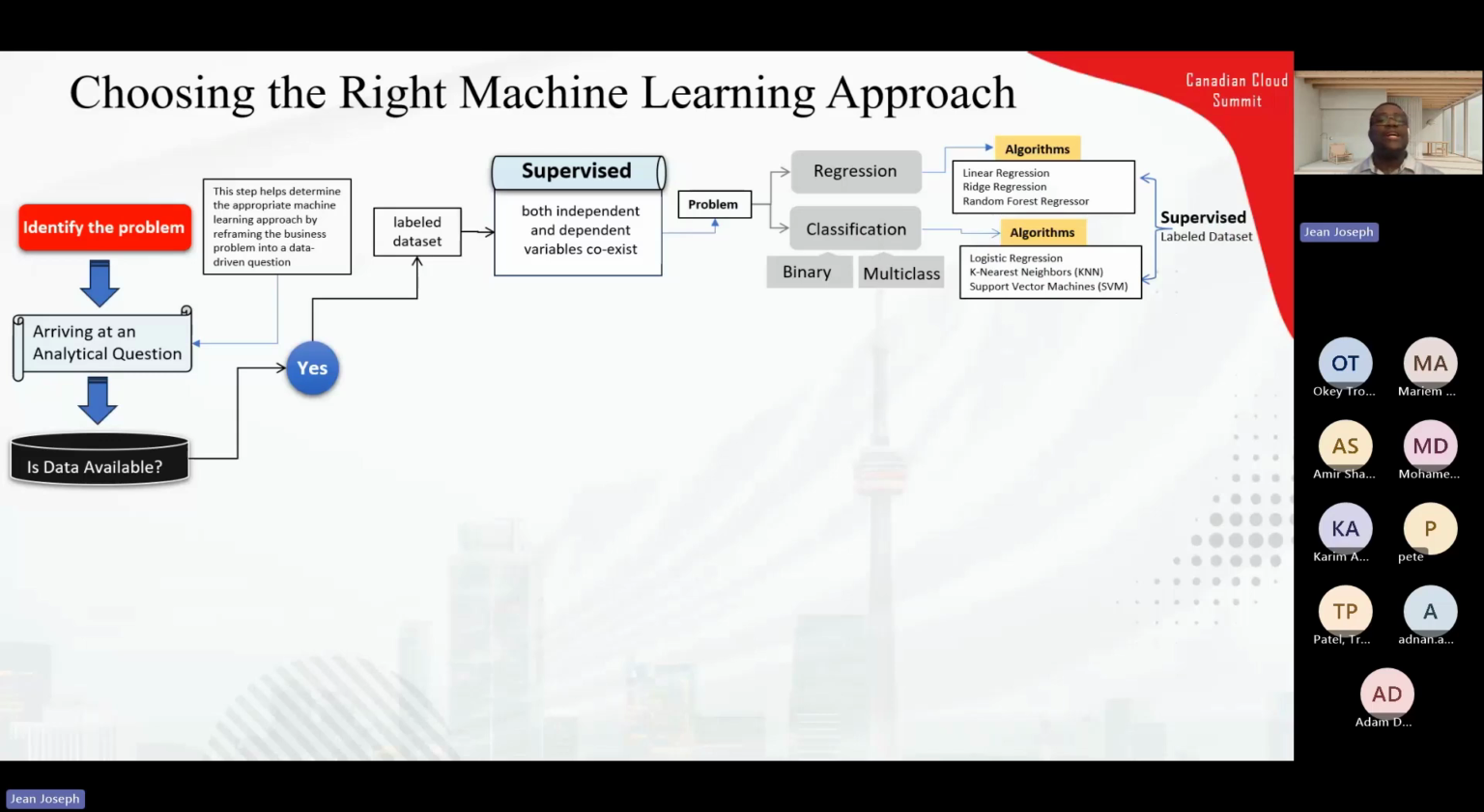Let's focus on regression problems. They predict continuous values, which could be infinite. If you recall, I said we first need to start by identifying the problem. Once we turn that into analytical questions and we have a full data set, that data set can tell us if we have to go with supervised machine learning in the context of regression or classification.